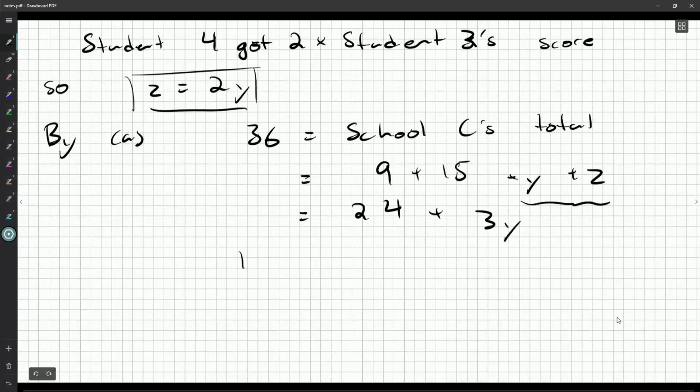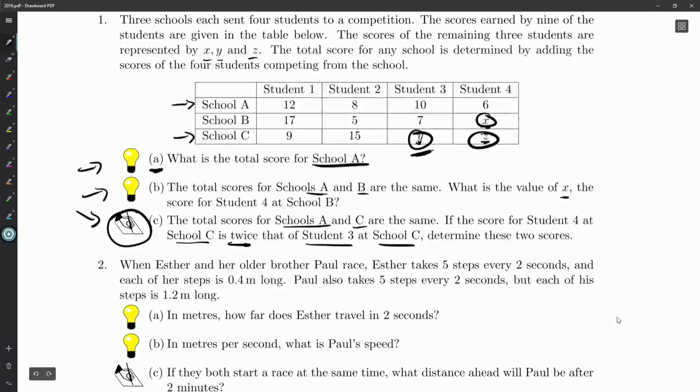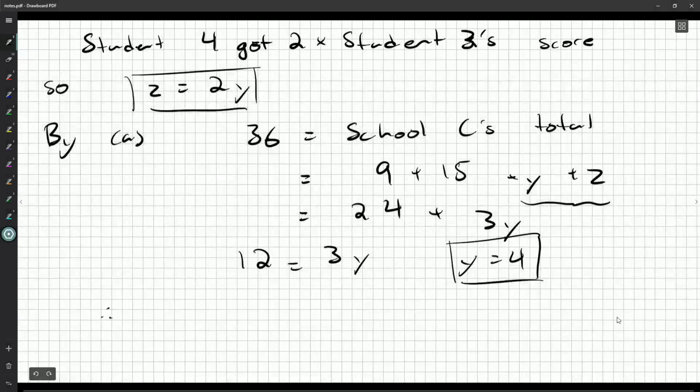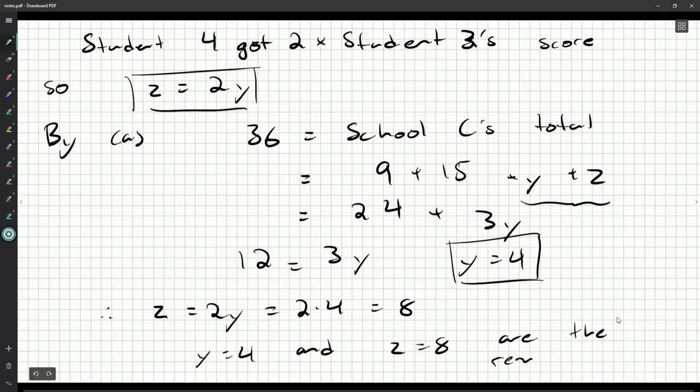And subtract 24 from both sides. So 36 minus 24 is 12. 12 is 3y. Divide by 3 on both sides. Y is 4. And what were we actually asked to work out? Determine these two scores. Okay, so now that I know y is 4, we can see that z is 2 times y, and therefore 2 times 4, and so is 8. So y equals 4 and z equals 8 are the remaining scores.